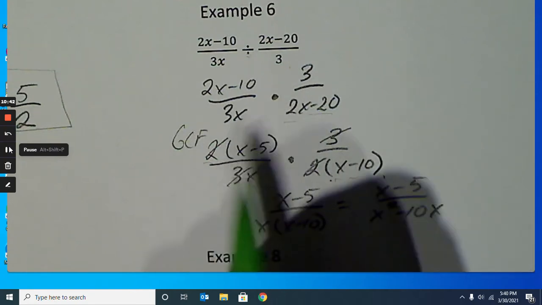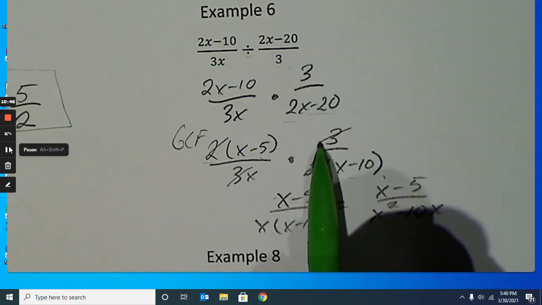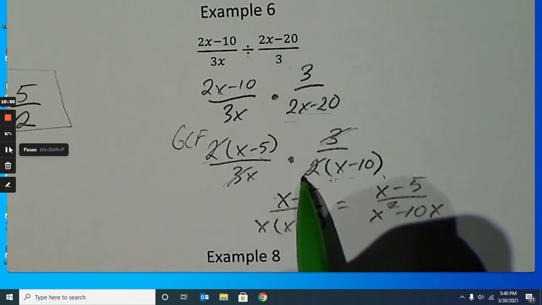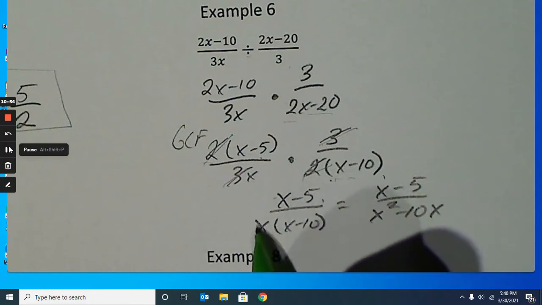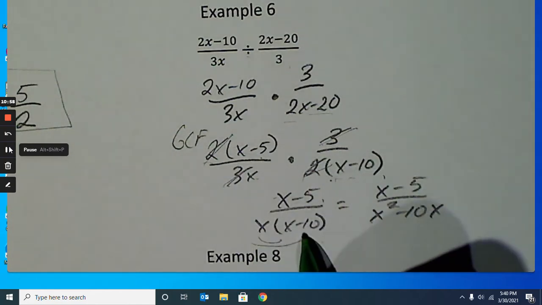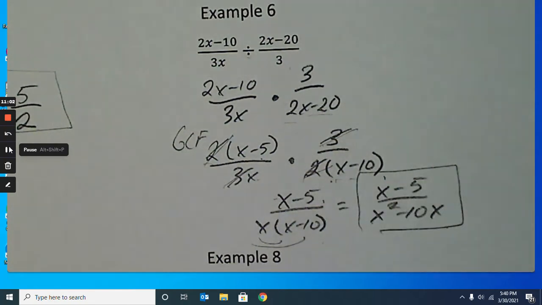Now, when you reduce, you don't always have to reduce factors. You can reduce numbers. So like here, this 3 actually reduces this 3 out, and this 2 reduces this 2 out. So that gives me an x minus 5 with an x and an x minus 10 here. So I multiply these two back. That gives me x squared minus 10. And that would be your factor term.